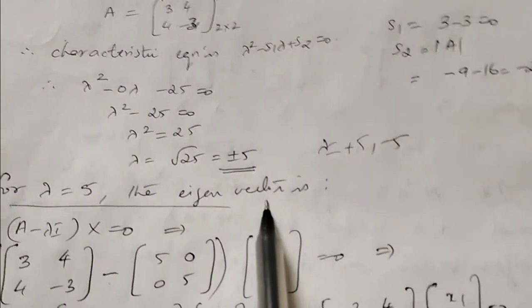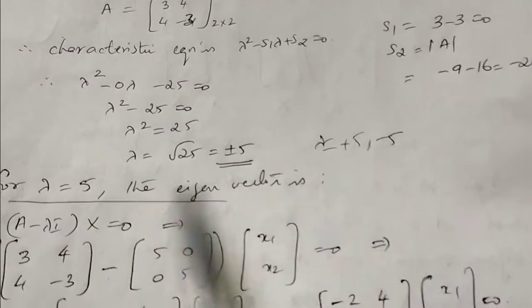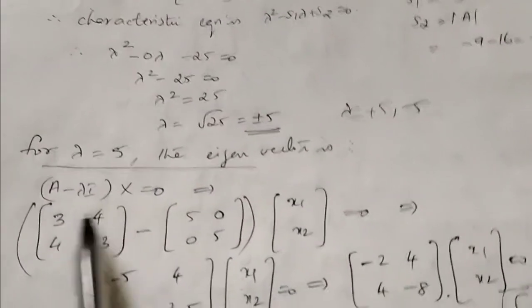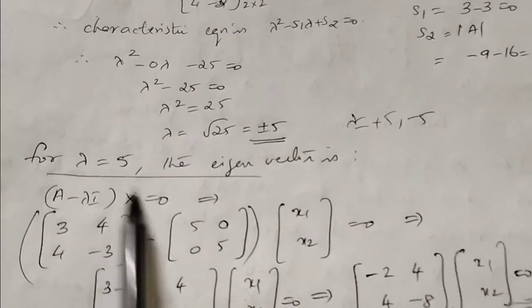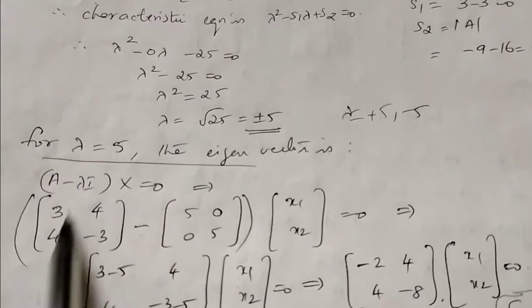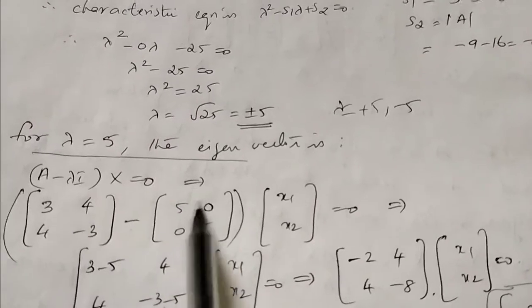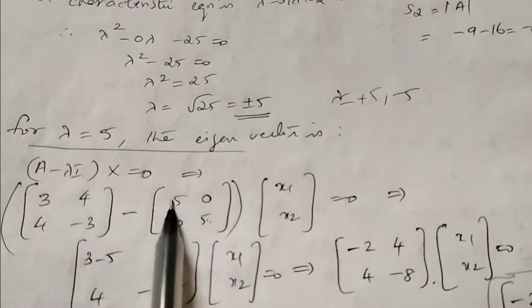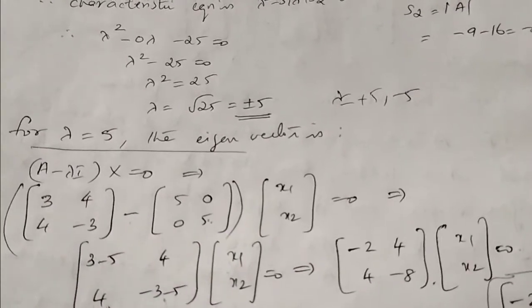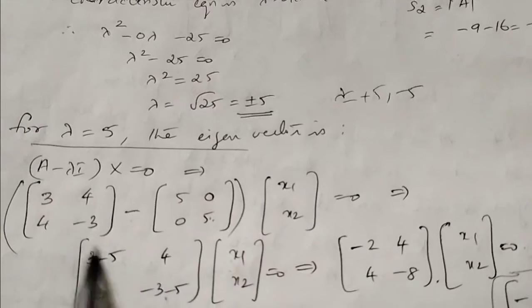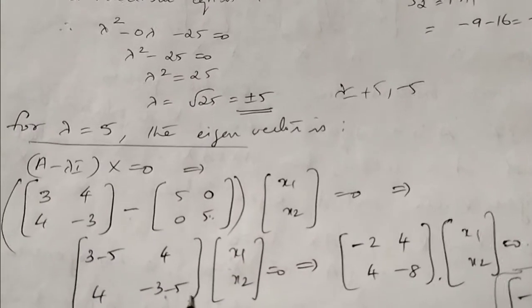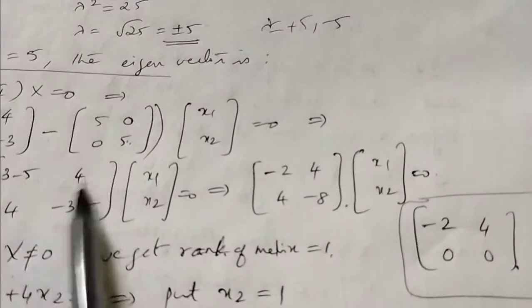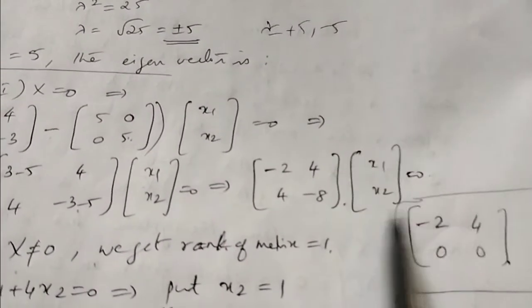Next we have to find the eigenvectors for each of the eigenvalues. First consider λ = 5. So (A − λI)x = 0. From this only we get x. So what is A − λI? From A, subtract λ times I, that is [5, 0; 0, 5]. Lambda is 5, that means 3 minus 5, 4 remains the same, 4 minus 0, 4 remains the same, and −3 minus 5. Subtract 5 from the diagonal elements only. And this is [−2, 4; 4, −8] into [x1, x2] equal to 0.